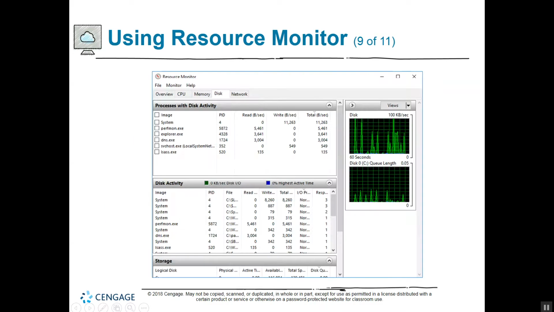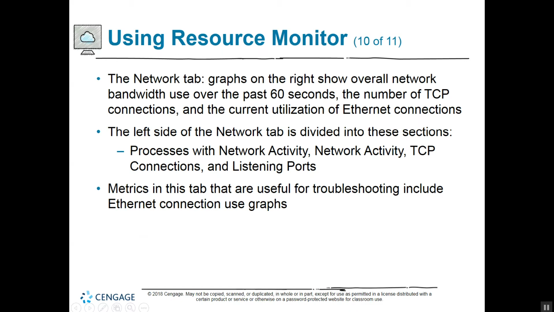All right. So it's more and more the same that we're going through, and each one's just a little bit different, processes with the disk activity. So we've gone from overview, CPU, memory, now we're on disk, and the next one will be network. So the Network tab shows overall network bandwidth over the past minute or 60 seconds, the number of TCP connections, and the current utilization of Ethernet connections.